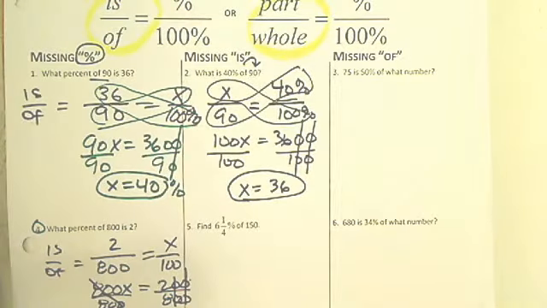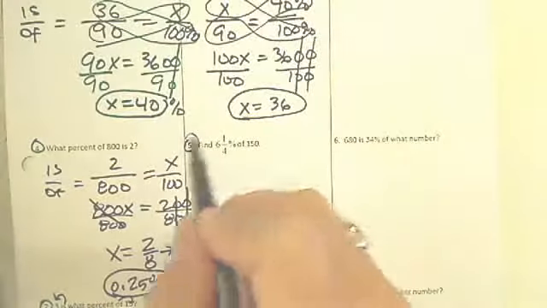So 36 over 90 is the same thing as saying 40%. Is it more than half? No, because half of 90 is 45. So it's a little bit less than 45. Okay, try out number 5 and number 8, please.